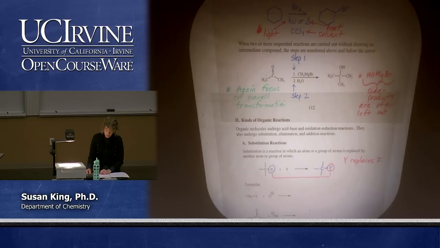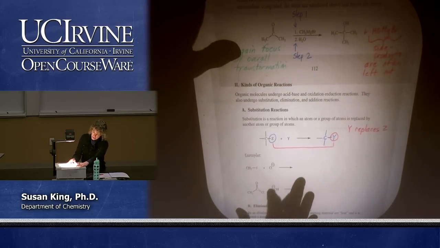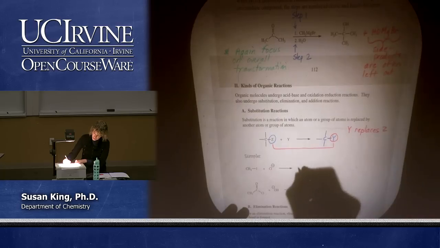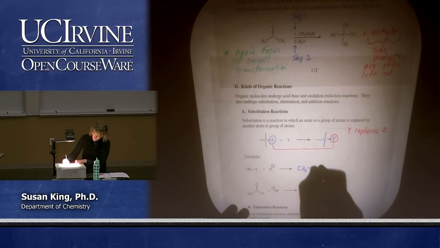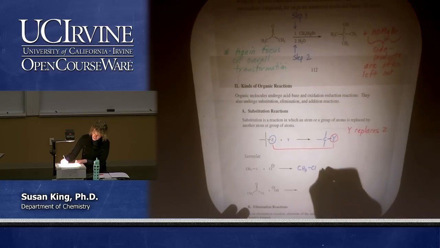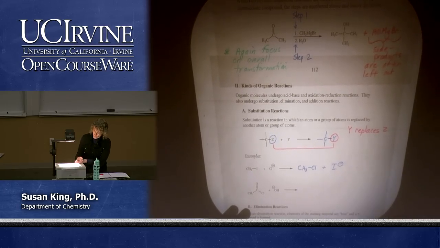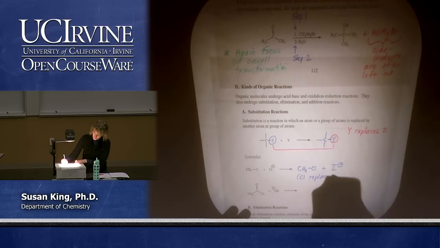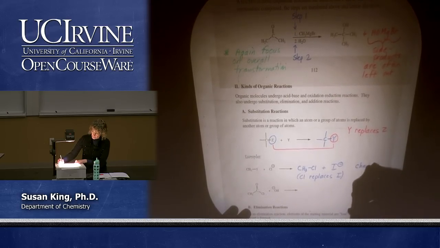Here are some examples. We will see some of these in chapter 7, and we'll be doing chapter 7 next. So here we're going to take this chloride ion, and we're going to substitute the chloride ion for the iodine. So you can see where you get that name substitution. So the chlorine will be bonded to the methyl. And so Cl replaces iodine. That's chapter 7.